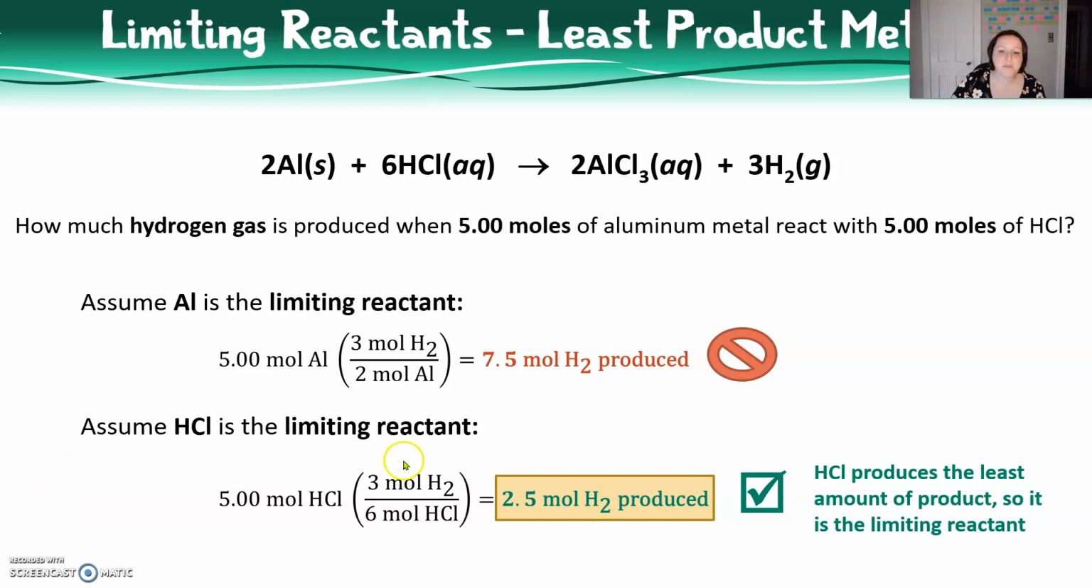Now we can compare the predicted amounts of product to see that fully reacting HCl produces less hydrogen than fully reacting aluminum. So once 2.5 moles of hydrogen is produced, there won't be any HCl remaining to react with the rest of the aluminum. And so even though we have enough aluminum to produce 7.5 moles of hydrogen, we'll run out of HCl before we can react all of the aluminum. Therefore, HCl is the limiting reactant and the correct amount of hydrogen produced is the 2.5 moles. Note that with the least product method, by solving for the limiting reactant, you automatically solve for the amount of product that is produced, which is what this problem was asking for.